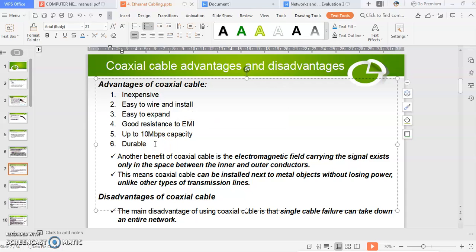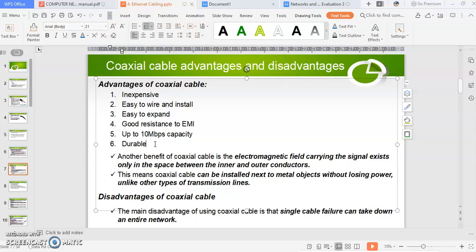Another benefit of coaxial is that the electromagnetic field carrying the signal exists only in the space between the inner and the outer conductors. This also means that the coaxial cable can be installed next to metal objects. That is why other cabling cannot be placed near metal objects, because they produce interference.